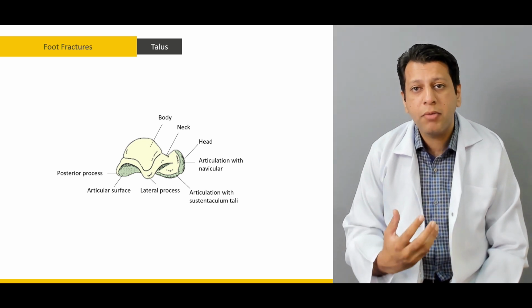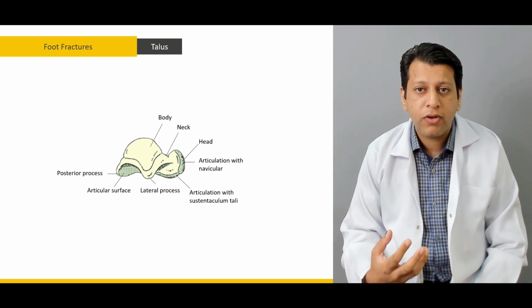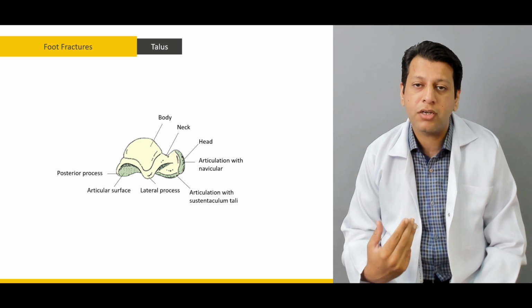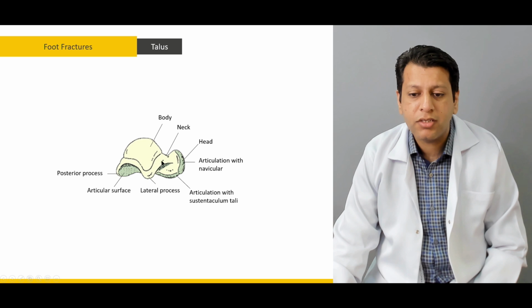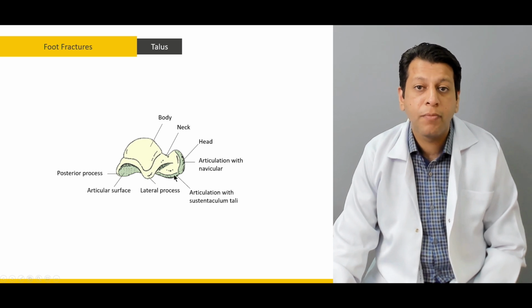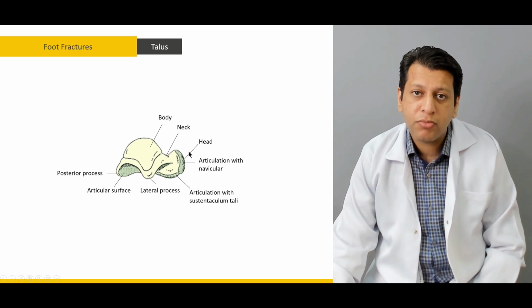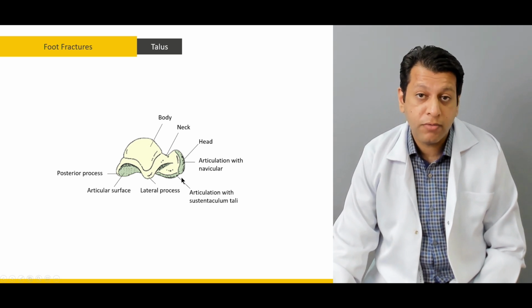The blood supply is coming to this through the posterior tibial artery. The posterior tibial artery gives off a branch called the artery to the tarsal canal, which enters into the tarsal canal and supplies the major blood supply to the body as well as the neck and the anterior process. Now if the neck gets fractured, the anterior process is almost all getting the supply from the artery to the tarsal canal, and if this gets fractured, this whole area becomes avascular.